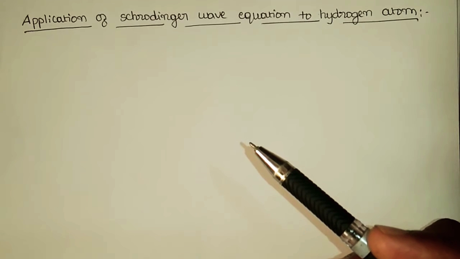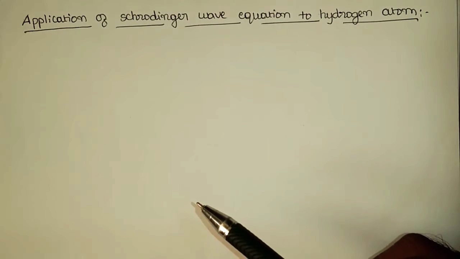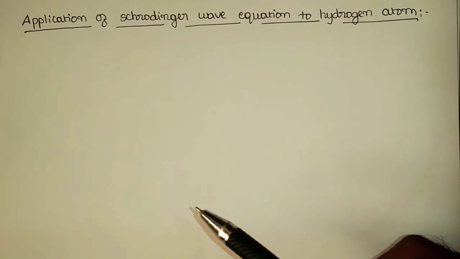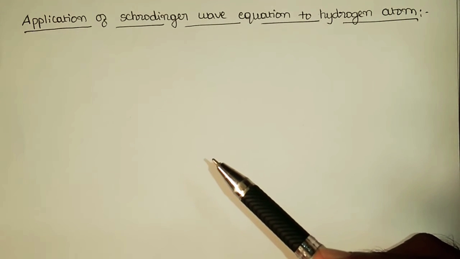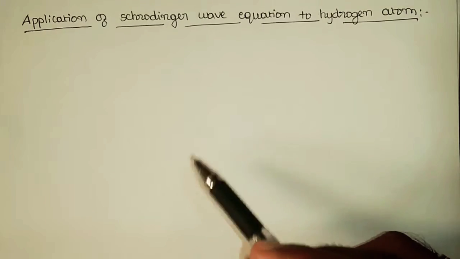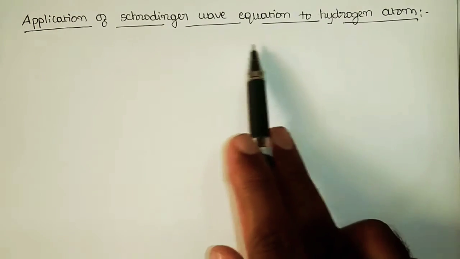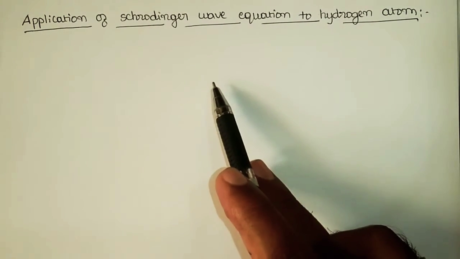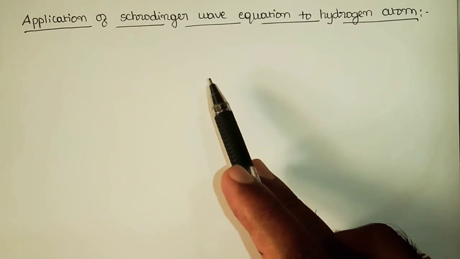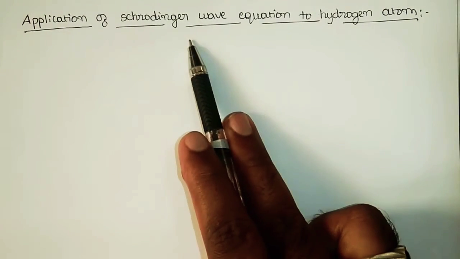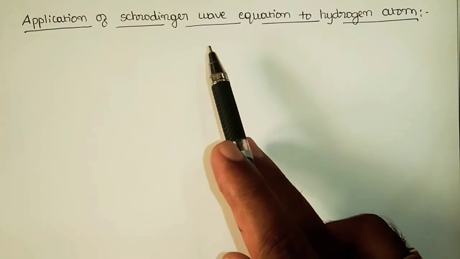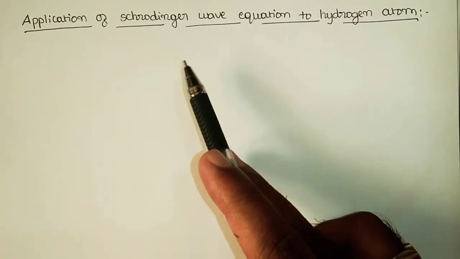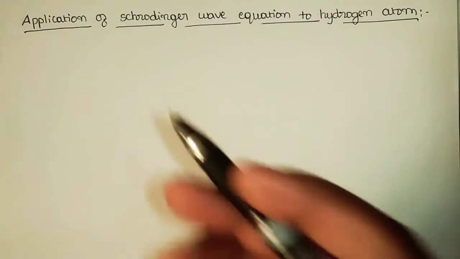So we should know the exact shape of that orbital, and we should well understand the exact energy of the state of an electron. So in order to know all these things, we are supposed to solve the Schrodinger wave equation for the hydrogen atom. And in this video, we shall learn how to solve the Schrodinger wave equation for the hydrogen atom and what information we can get from that particular solution. And now we shall get into the topic.